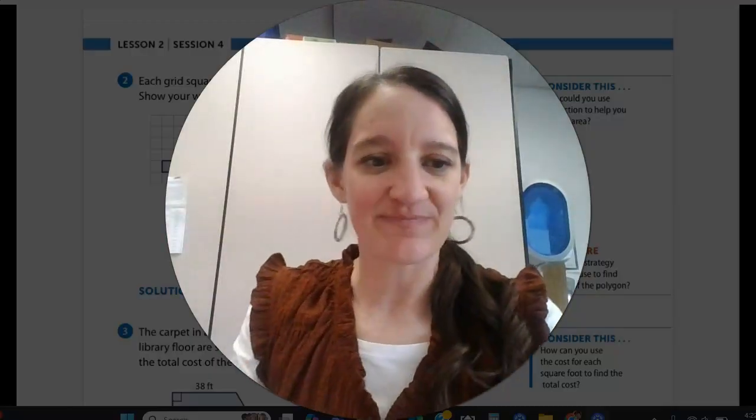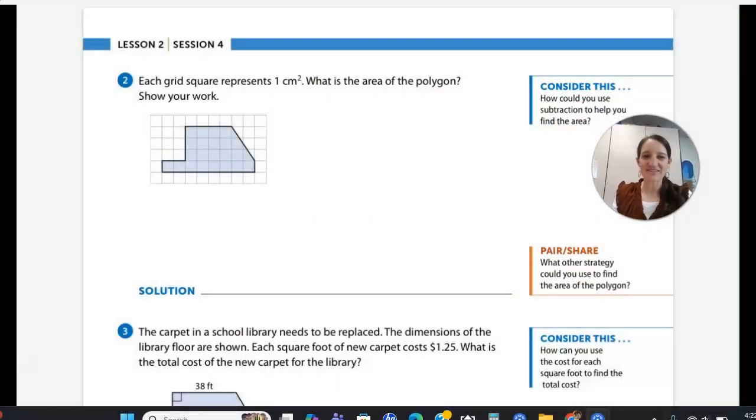Hey, let's do some practice with composite shapes. So we know how to find the area of a triangle, we know how to find the area of a rectangle, parallelogram, square. Let's just do shapes where all of those are together and figure out the area of all of it. Okay, so let's go.